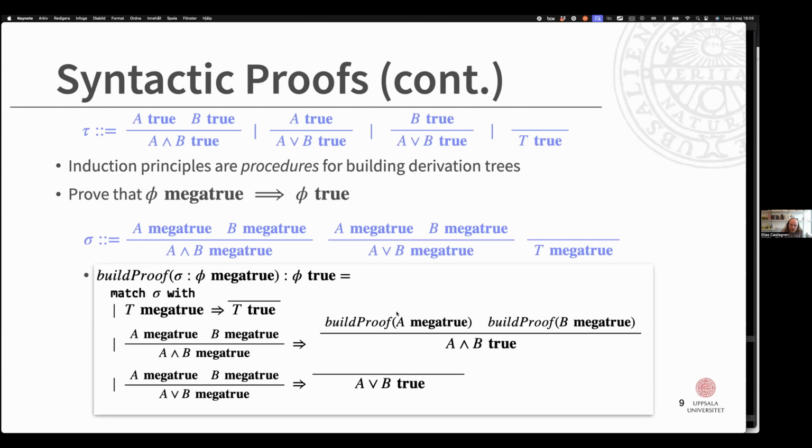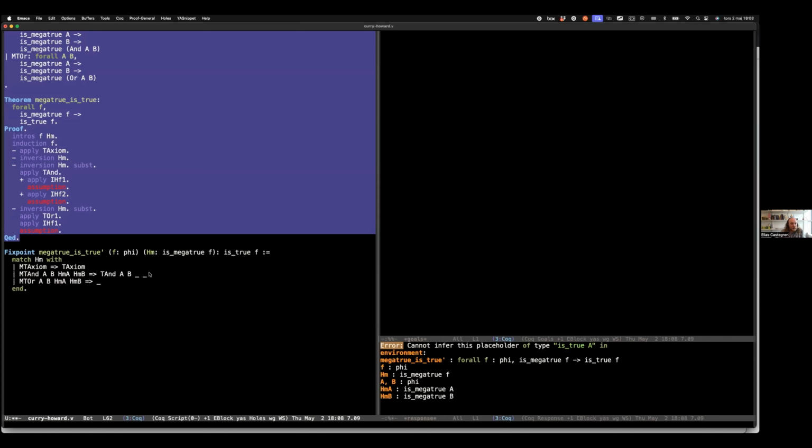So how do we get the type is true A? See what we did. Well, we called this function recursively, right? Called build proof A mega true. So let's call mega true is true prime. We're calling the function recursively. It takes some phi. The thing we want to take, because in the end we want to produce is true A. So this f parameter should be A. The argument should be A. Then it takes the proof that A is mega true. We have that in HMA. Let's see if we can even get that.